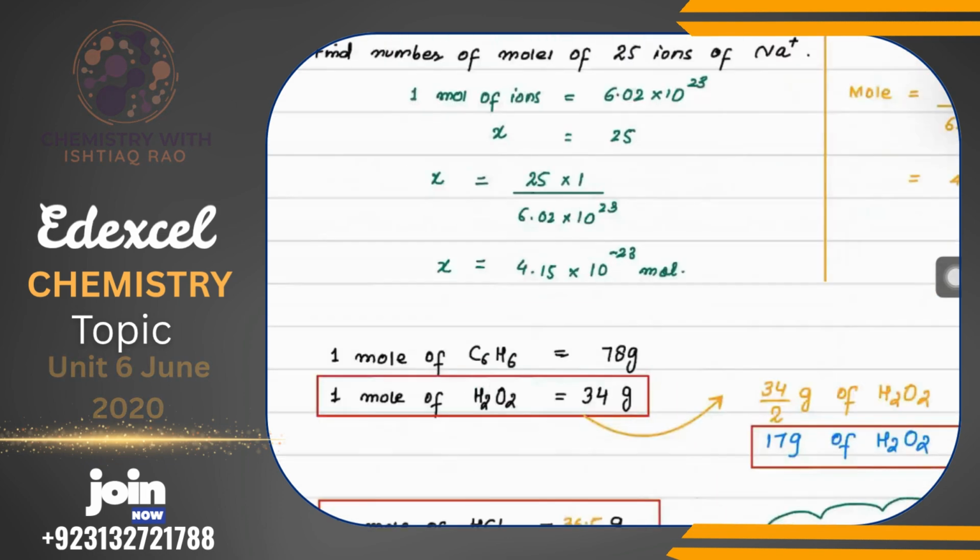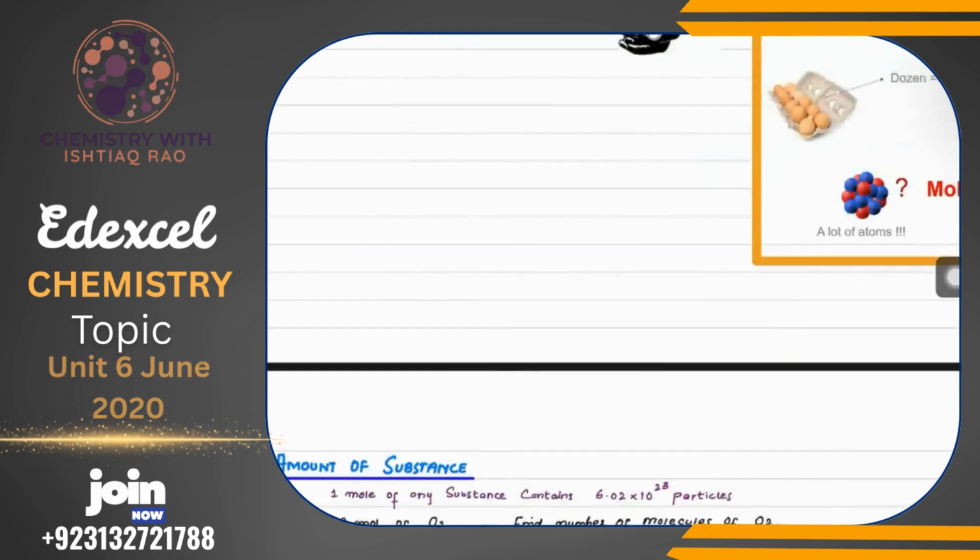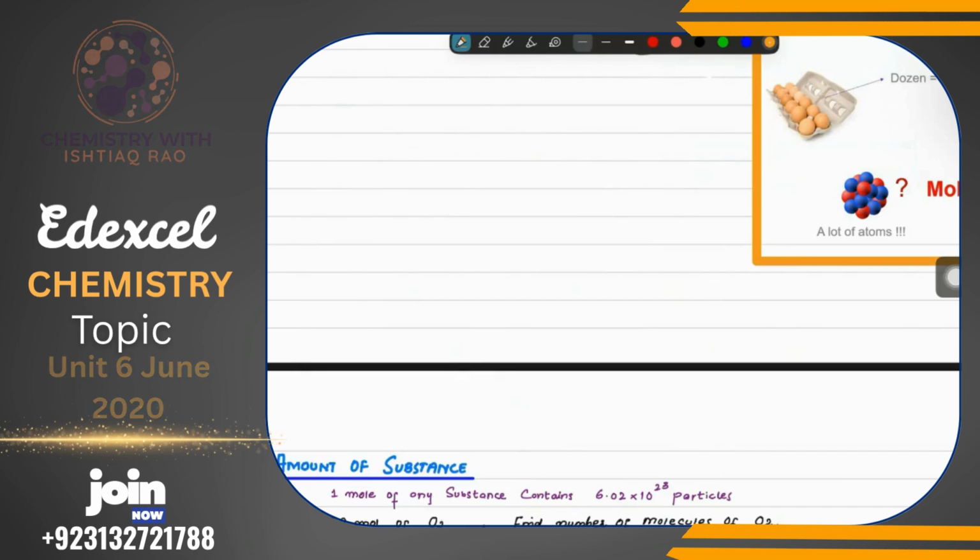Okay. Now this is about the relationship between the moles and the number of particles. It may be molecules, it may be ions, it may be atoms. Can you solve it? I'm going to give you this: find the moles of 106 ions of chloride. Can you solve it? Yes.